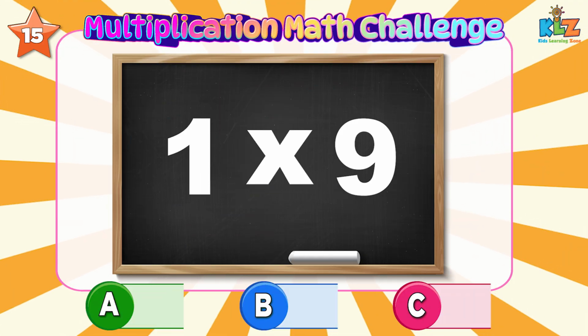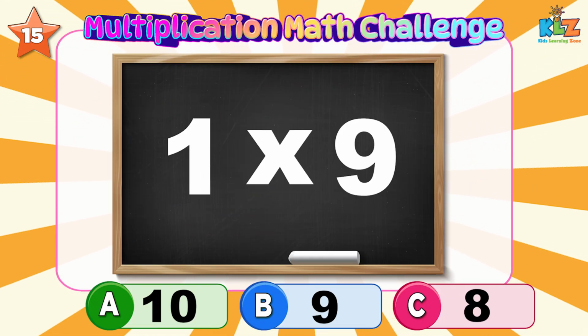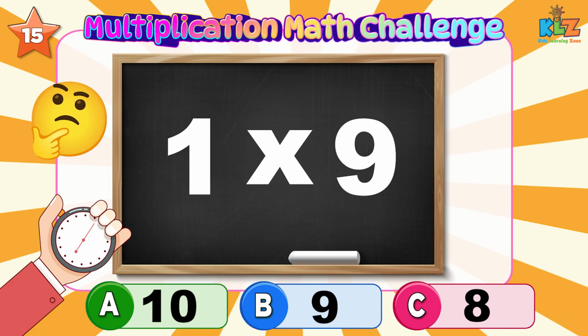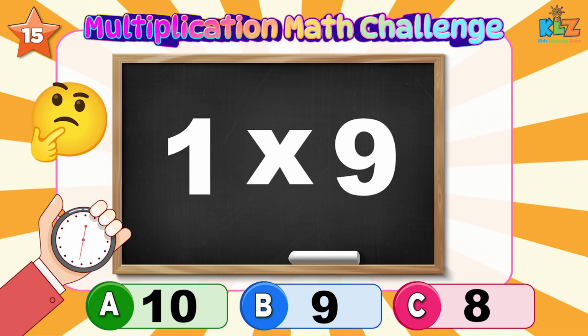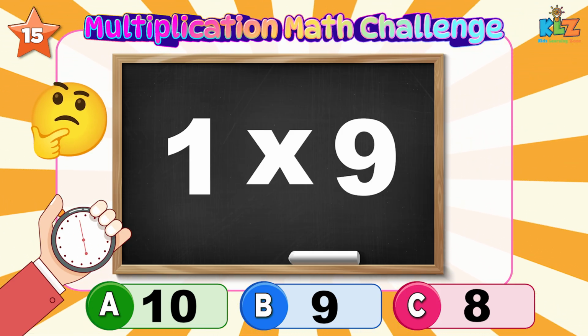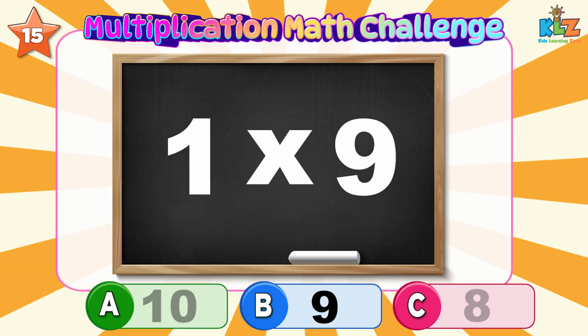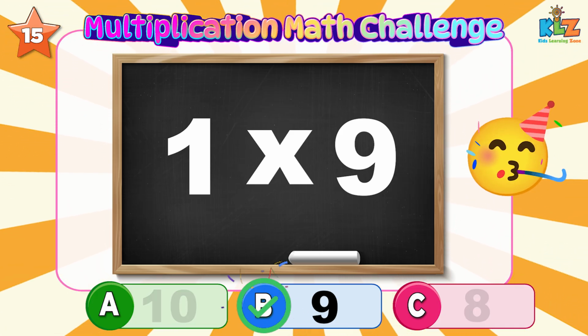What is 1 multiply 9? Time is ticking. 5 seconds to go. Correct answer, option B, 9. Super work.